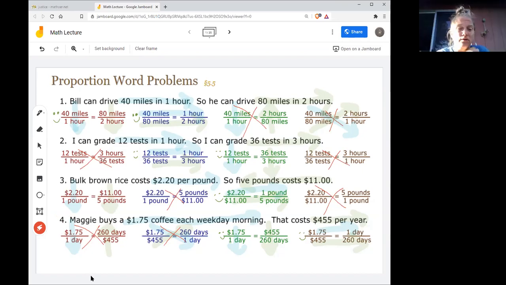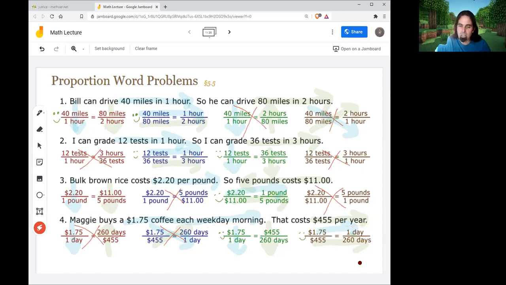By not counting all the days? Yeah, we want dollars and days, but neither sentence had the word days in it. This one said weekday morning, this one said per year. So we had to take both of those and make it into something that could fit on both proportions. So a big moral of the story is don't rush this and leave off the labels.